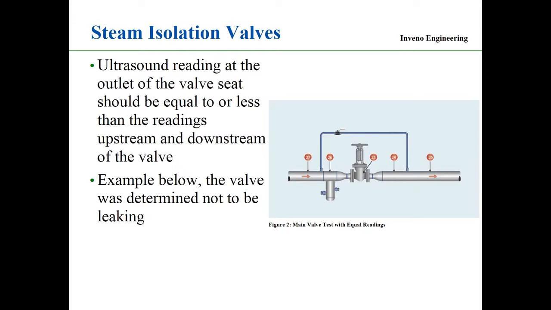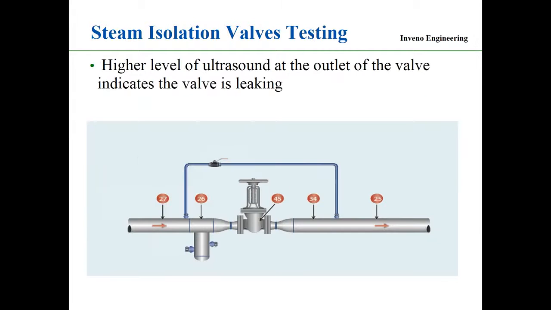Now, if I go to the next measurement, which is here, test point 1 is 27, test point 2 is 26, but test point 3 is 45. So you see the increase in ultrasonic level, and then it dies down to 34 and 25. This increase in ultrasonic level tells me that the valve is leaking because there is ultrasound being generated. So we determine that this valve is leaking at the discharge side of the valve because of the higher ultrasonic level.